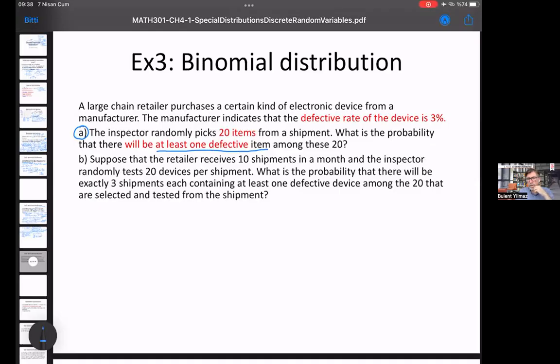Süleyman, your answer is saying you have no defective items plus one defective item. But this says there will be at least one defective. That means one defective, two defective, three defective, four defective, until 20. You're right, hocam. Sorry, confusing.